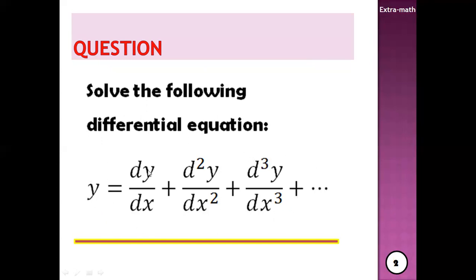In this video, we will try to solve the following differential equation: y equals dy over dx plus d square y over dx square plus d cube y over dx cube plus etc., where the sum continues infinitely. So let's start.